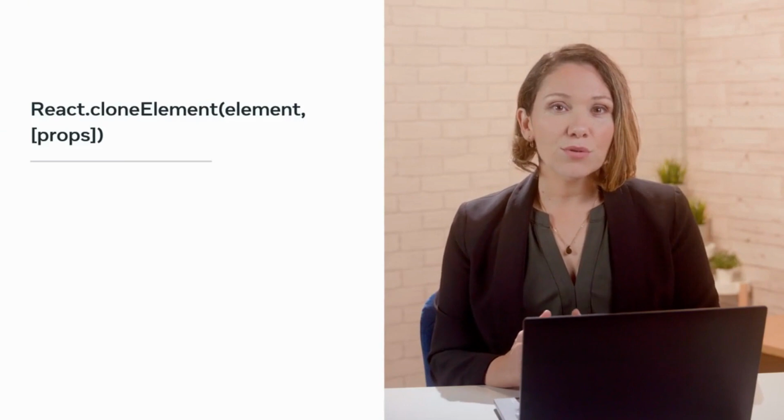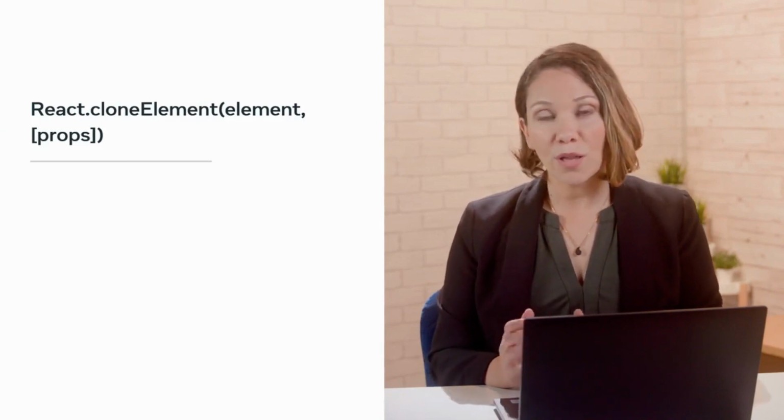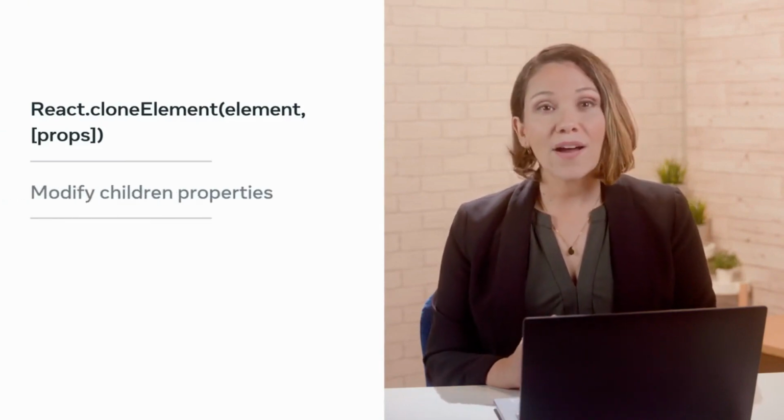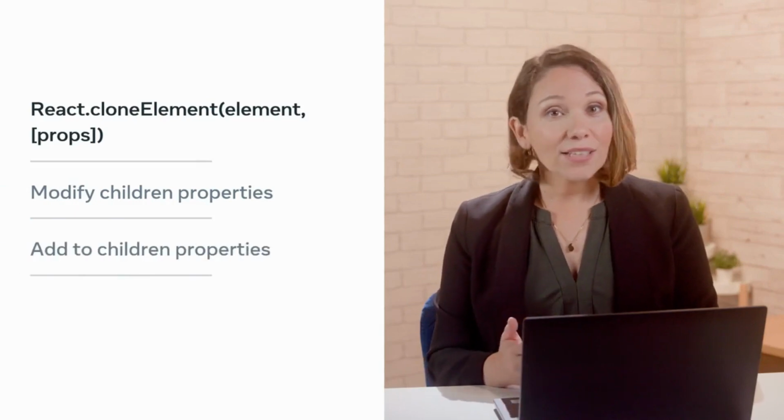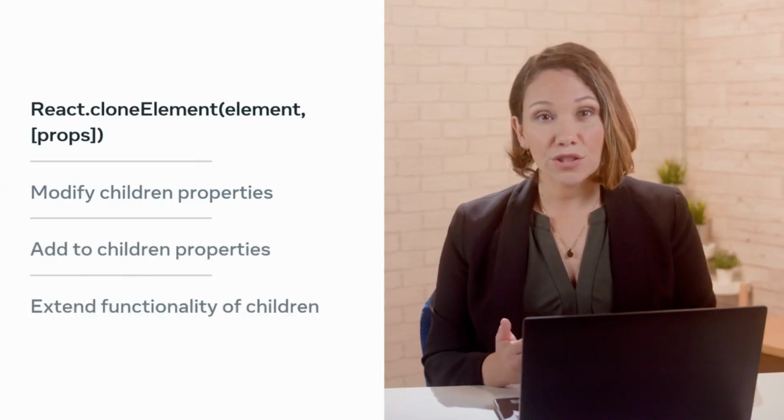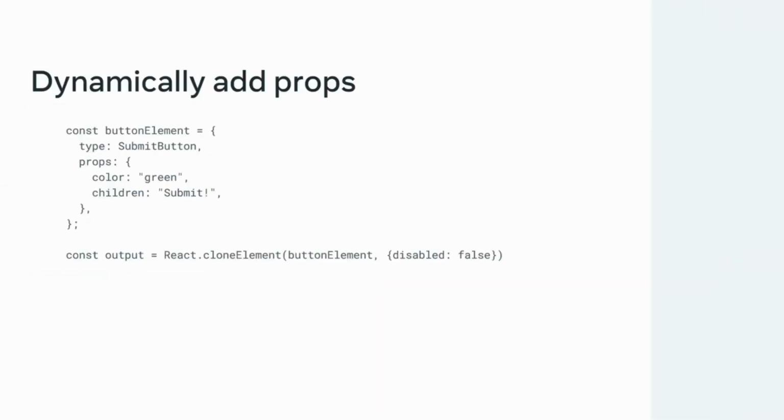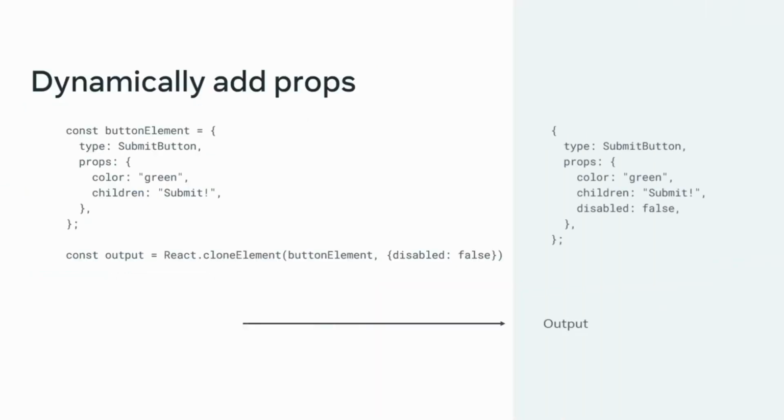This API is useful to allow a parent to perform the following operations: modify children properties, add to children properties and extend the functionality of children components. For example, you could add another prop dynamically to the submit button element illustrated before.